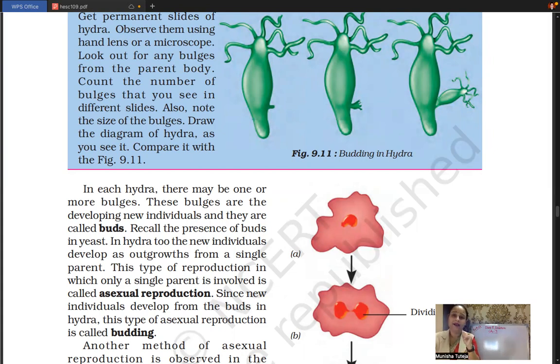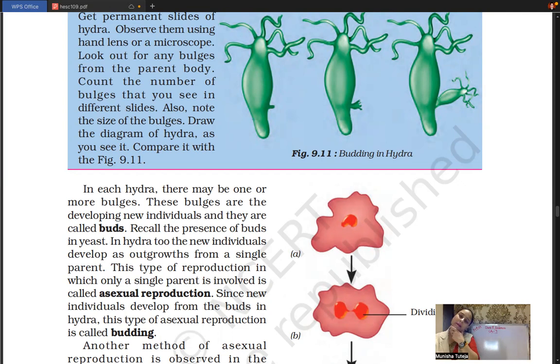So these hydra, how do they reproduce? They reproduce through an asexual mode of reproduction. If you see clearly in the first diagram of this green hydra, what is there, beta? There is one little small outgrowth in that, right? That outgrowth in the second diagram has little grown up. Can you see that?